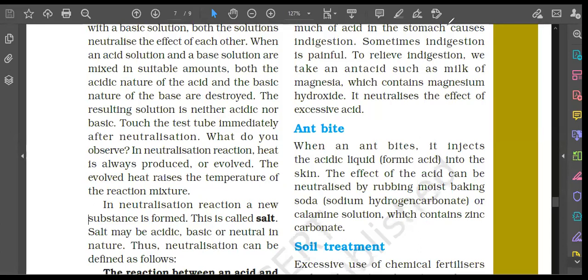It will neutralize. Acid will react with base, and it will neutralize.